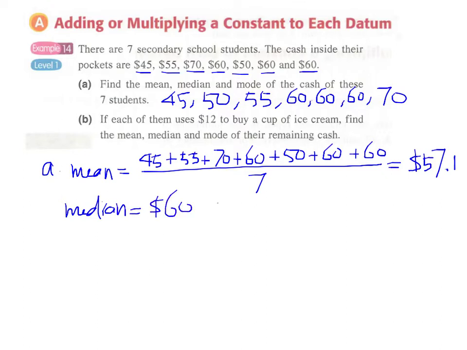And of course, the mode, the amount or the number with the highest frequency, is $60 too, because we have 360 here.